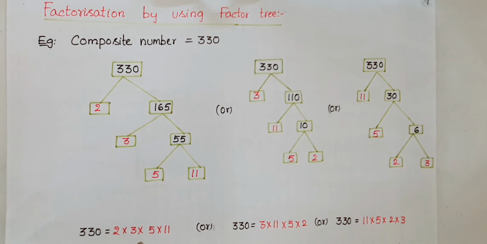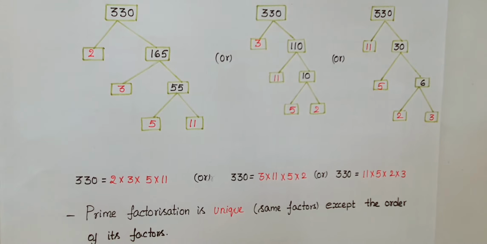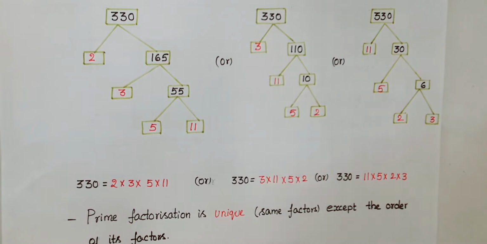So if you observe all these prime factors, all the prime factors are the same. Here 2, 3, 5, 11, and here also 2, 3, 5, 11. So the prime factors are the same but the order of writing the prime factors is different. So prime factorization is unique, that means the same factors except for the order of the factors.